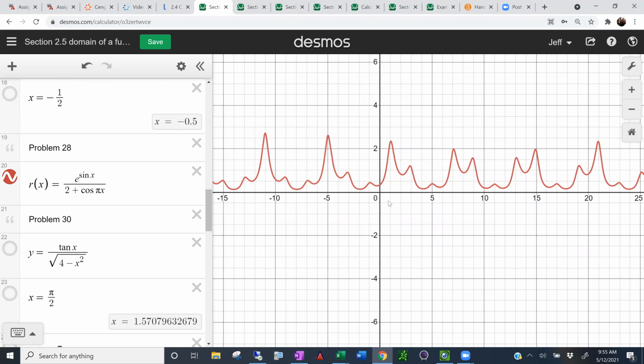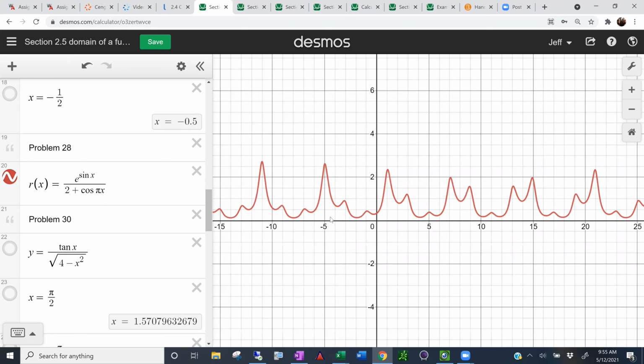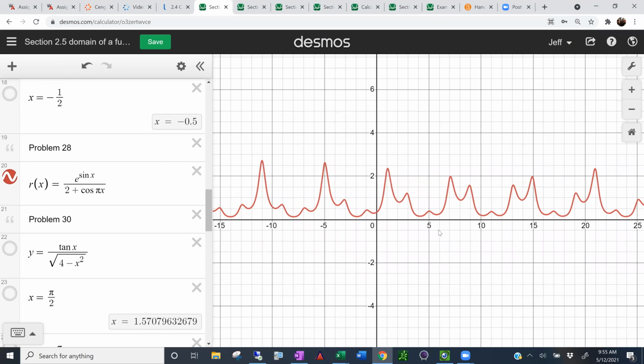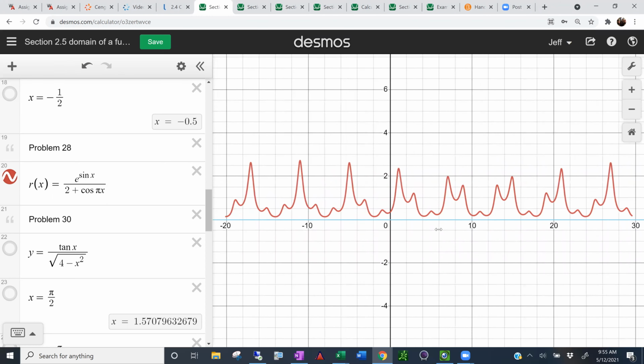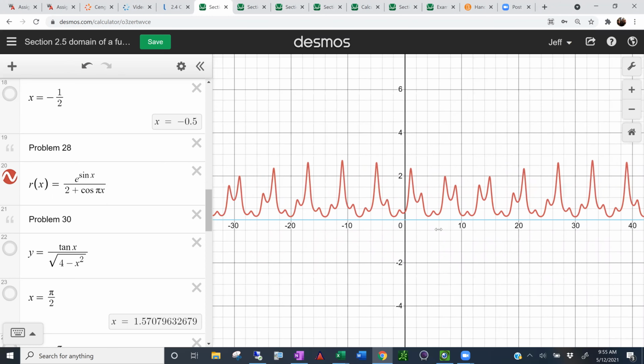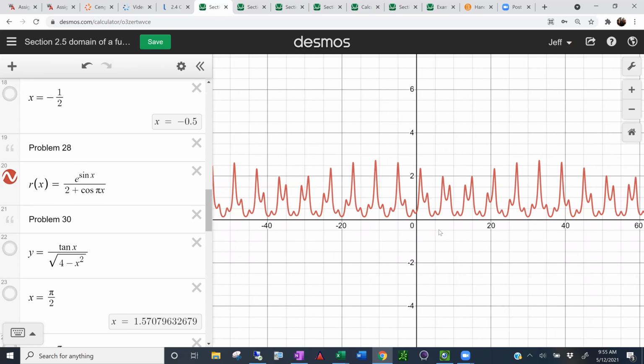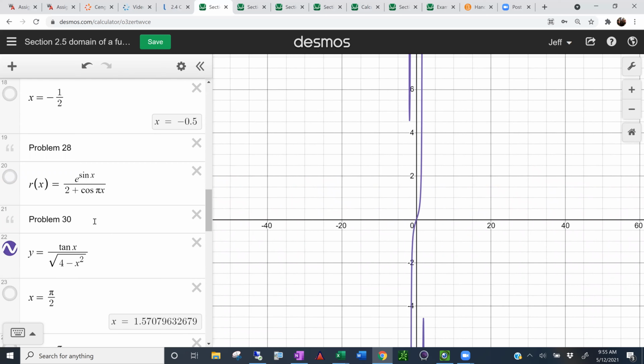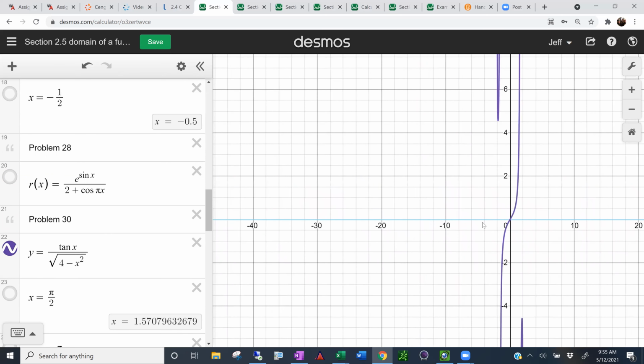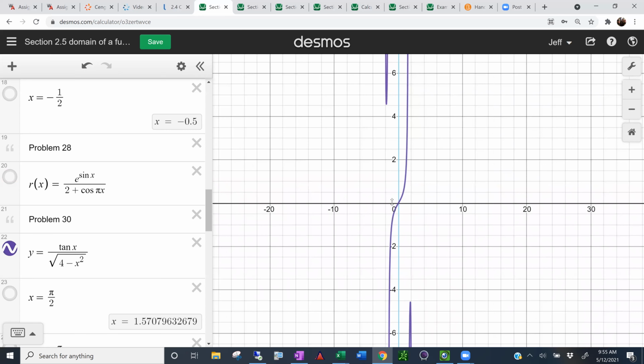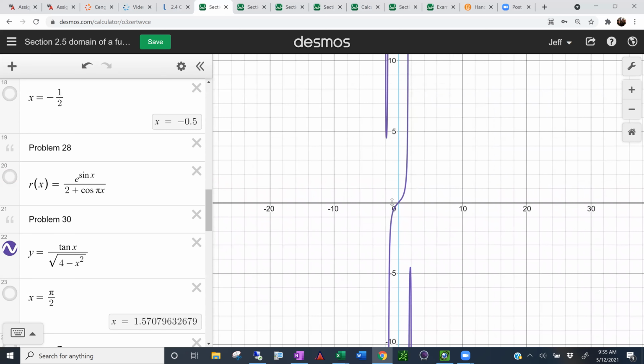So notice that the graph is defined everywhere. I mean, I can keep on scrolling out and there's no gaps. It's defined for all values of x. Unlike, say, this one here that's labeled problem 30. That one's going to have some gaps. So definitely going to have some problems in the domain on that one.